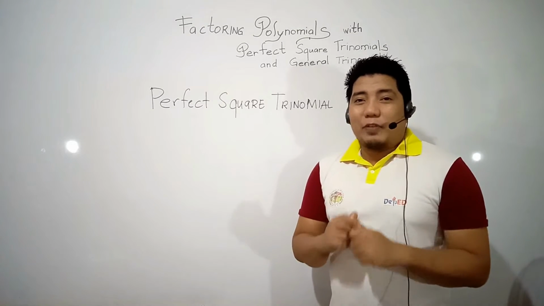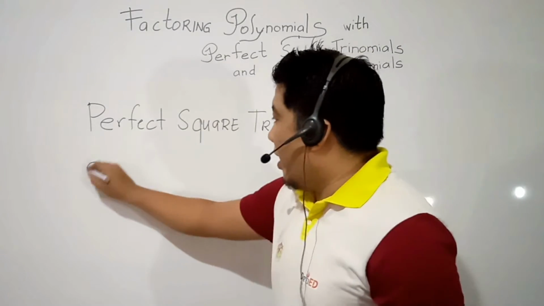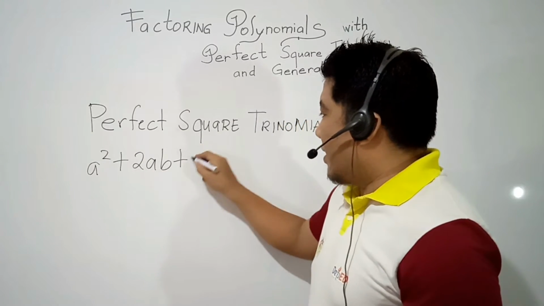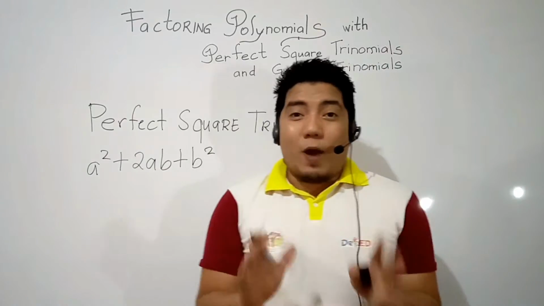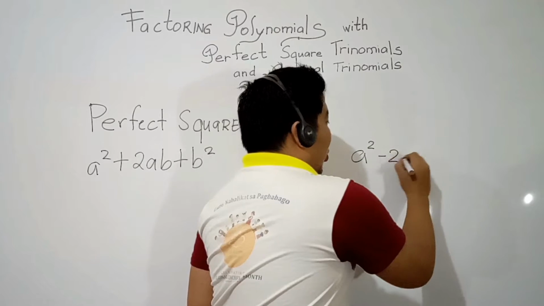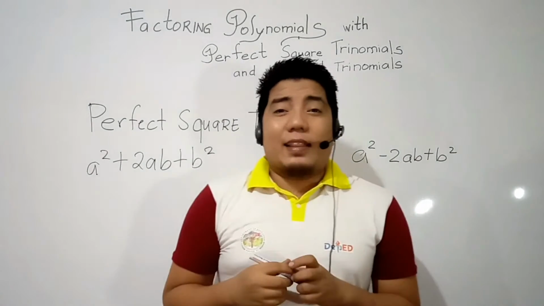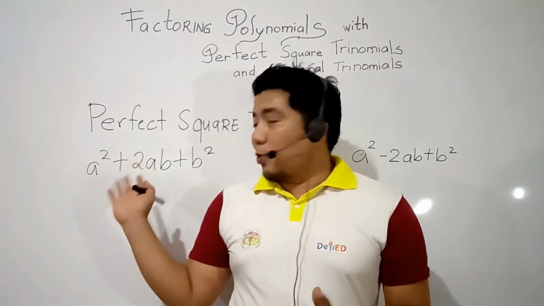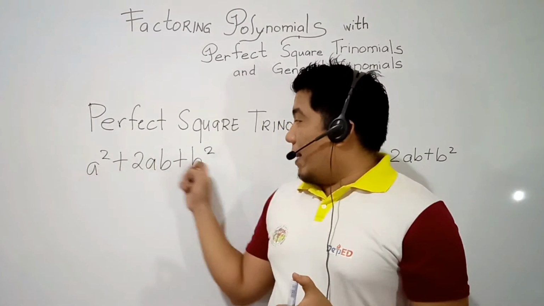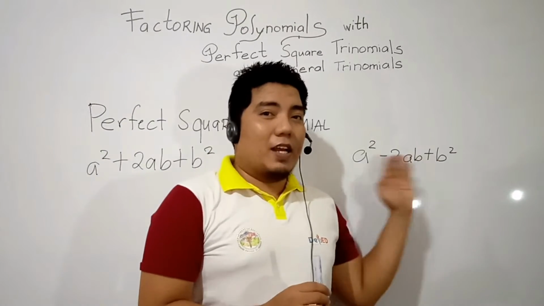So this is the standard form of a perfect square trinomial. The first standard is like this: a squared plus 2ab plus b squared. While the second standard is a squared minus 2ab plus b squared. Now, let us observe the difference of these two standards. This is the standard in which the first term and the last term are perfect squares. Same goes to this standard.